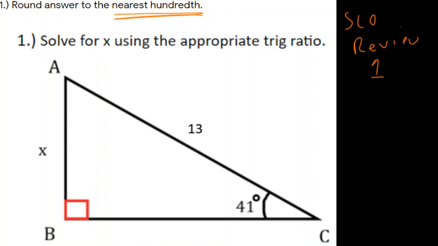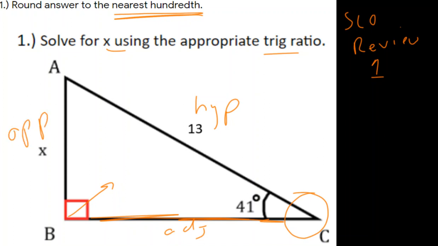problem with you. We have solve for x using the appropriate trig ratio, and whenever using trigonometry, we know we always start by labeling. So I draw my arrow, which points to my hypotenuse. I circle my angle, which means that this side here on the base must be my adjacent, and our third side by default will always be the opposite. Now from here, what are we going to do? Well, let's go ahead and write this out.